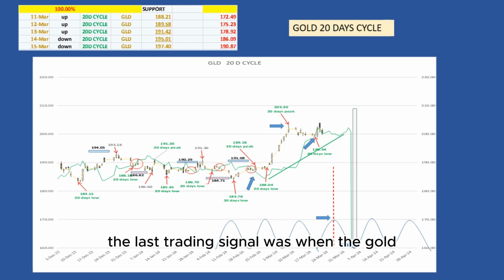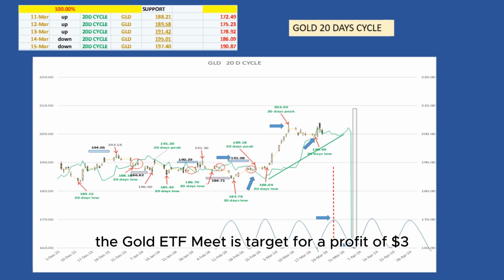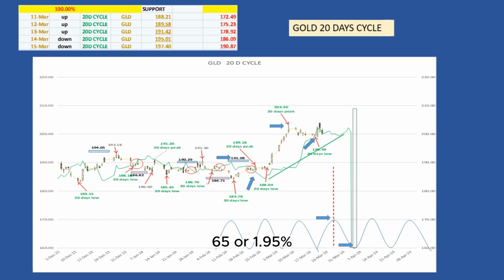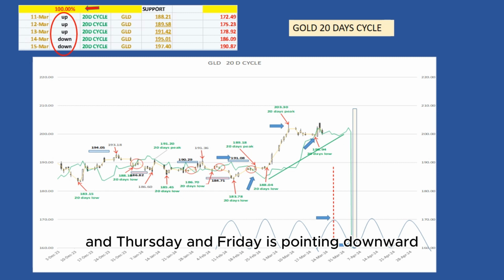The last trading signal was when the gold ETF crossed above his cycle line on February 23rd at 187.43 for a potential target at 191.08. On Friday, March 1st, the gold ETF met his target for a profit of $3.65 or 1.95%. The success rate is 100%. The cycle trend is up the first 3 days of this week, and Thursday and Friday are pointing downward.